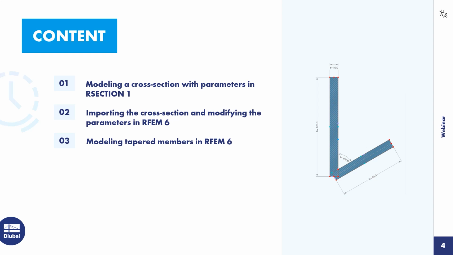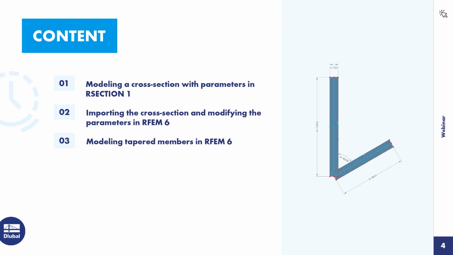Thank you very much for the introductory words. I would also like to welcome you to today's webinar. The topic of this webinar is the modeling of cross-sections using parameters. You will learn how to import these cross-sections into RFEM. You will also be shown how to change the dimensions of the cross-section directly in RFEM using the parameters. It will also be explained how to enter tapered members with RSECTION cross-sections in RFEM.